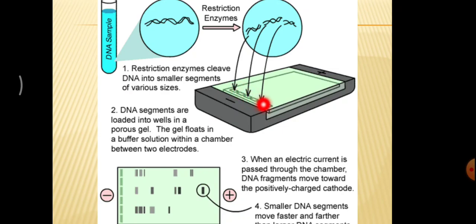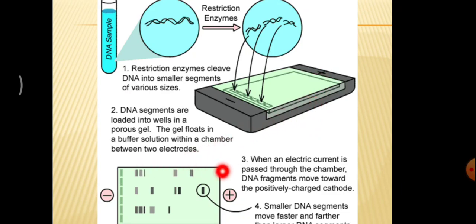The DNA segments are loaded into the wells in a porous gel. The gel floats in a buffer solution within a chamber between two electrodes. When the electric current is applied, the fragments move according to their ability to move towards the respective electrodes. The DNA fragments move towards the positively charged electrode. The smaller DNA fragments move faster when compared to the larger ones.